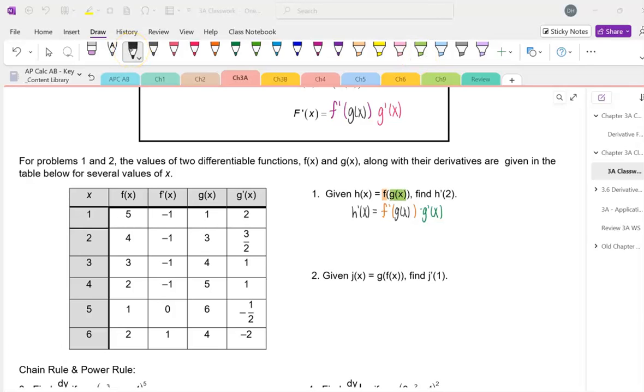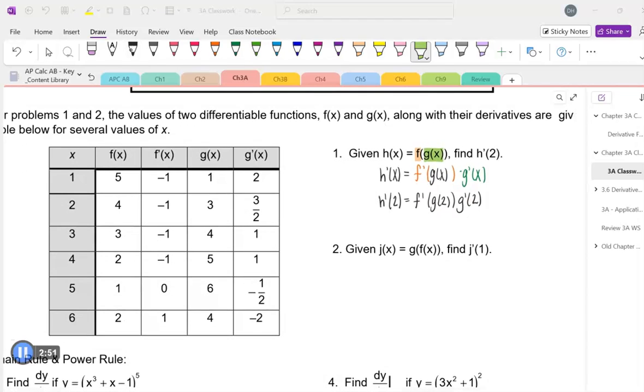From here, now you get to input the value of 2. So now we have h prime of 2. So we've got f prime of g of 2, and then we've got g prime of 2. And we're going to go ahead and read the table. Just like composition of functions, you're going to make sure that you find g of 2 first. So you're going to go to when x is 2 and then go over to where g is. So now we've got f prime of 3. So we're changing g of 2 into 3. And then we've got g prime of 2. Well, g prime of 2, it looks like, is 3/2. So I can go ahead and fill this in with 3 over 2.